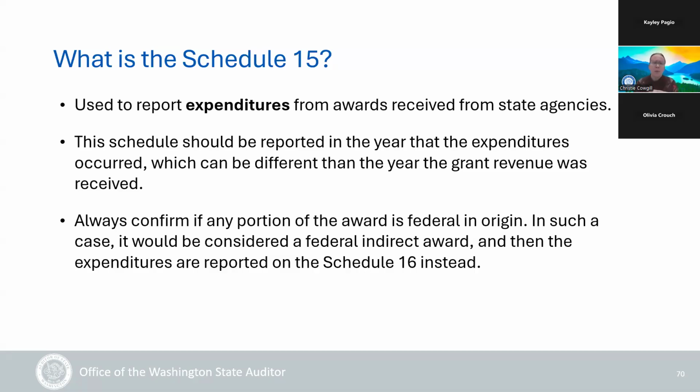It is also common for federal agencies to issue awards through state agencies or even local governments. So it's important to review those contracts and agreements to confirm if any portion originated from a federal source. This is generally identified by an ALN, which stands for Assistance Listing Number.